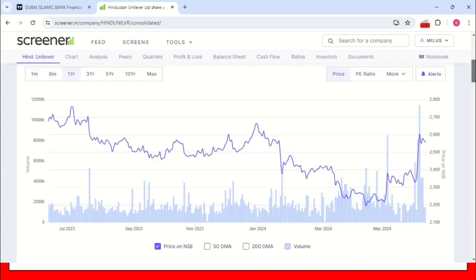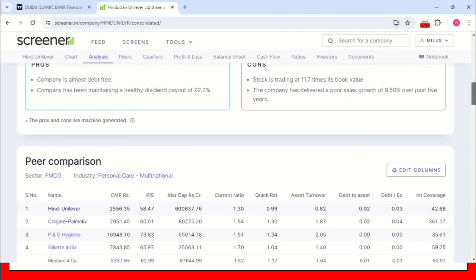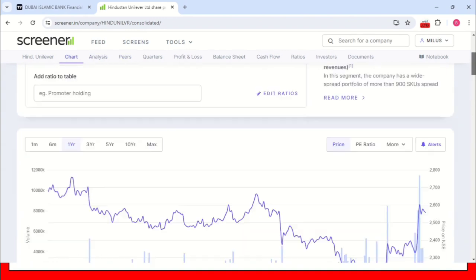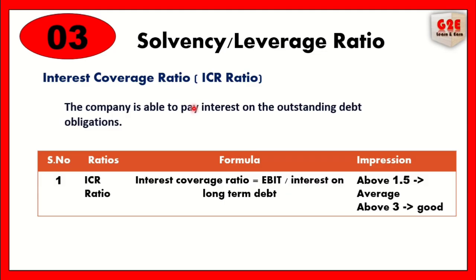Suppose if it is low or something like that, you can compare with the industry average. See here, the industry average available is 50.97. We'll compare with 50.97. It is low only. But overall, it's fine, right? Interest coverage above 3, so 42 is well and good. Immediately they will get a loan from the bank, suppose they approach. This is the decision you need to take with the help of this interest coverage ratio.